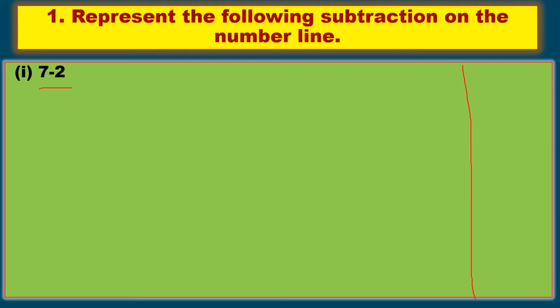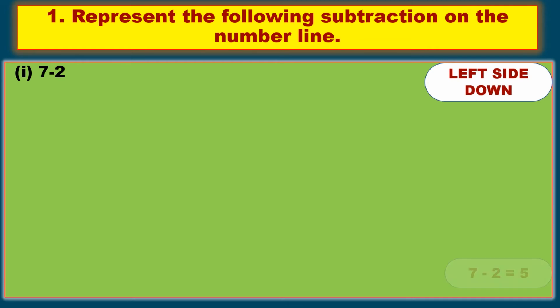Okay, so here it is minus. Just now we discussed minus means we go to the left side of the number line, and it should be indicated down. You solve this problem in the rough part, so it will be shown like this: left side, down, and 7 minus 2 is 5. That way we can verify this answer with our number line answer.